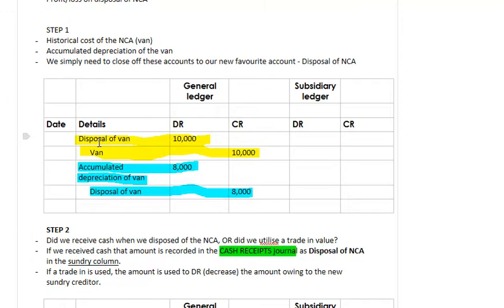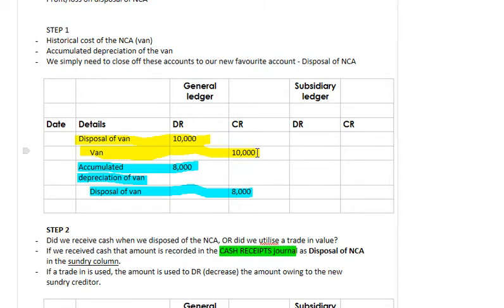So this first entry is a credit to van. So we'd have our ledger account for van, it's an asset, so it would be sitting there with a debit balance. Here, we put a credit to it. So therefore, if we looked at that ledger account, there'd be $10,000 on each side, balanced, we've closed it off.